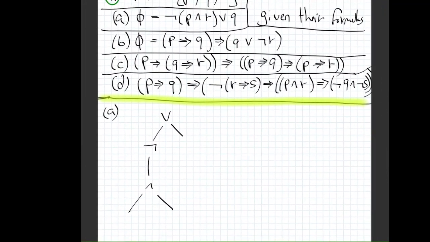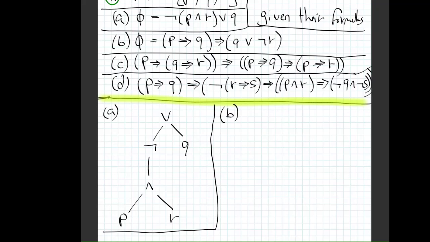Yeah, that's better. I don't want the conjunction to look like the negation, so I'm gonna do it like this. So we have the conjunction between P and R, and on the other side we had Q simply. So that is the tree for question A. Let's move over to question B.